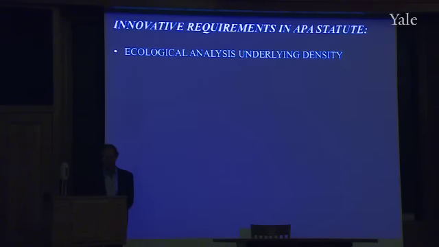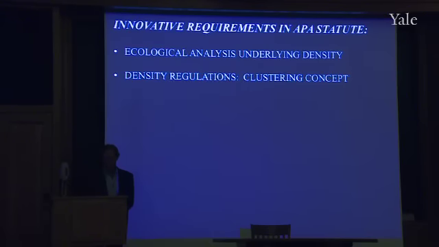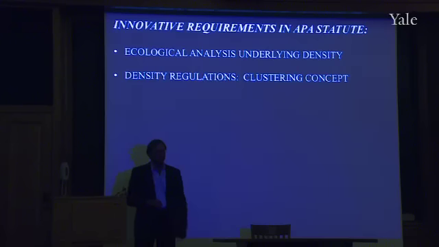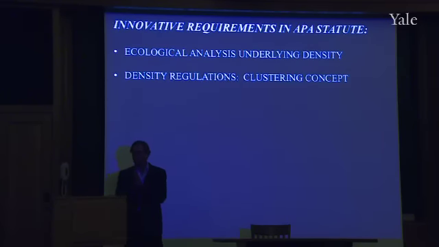Innovative requirements in this statute demanded an ecological analysis. So what is the resiliency of different ecological zones, different ecosystems? How much development can they sustain? And is there a logic behind allocating a density requirement to different types of ecosystems? How about density regulations and the clustering concept? This statute relied on the idea that you should concentrate new development in close proximity to village centers so that you don't overstress the local government's need to develop new roads, to maintain those roads, and also require new power lines, new sewage lines, new water lines.